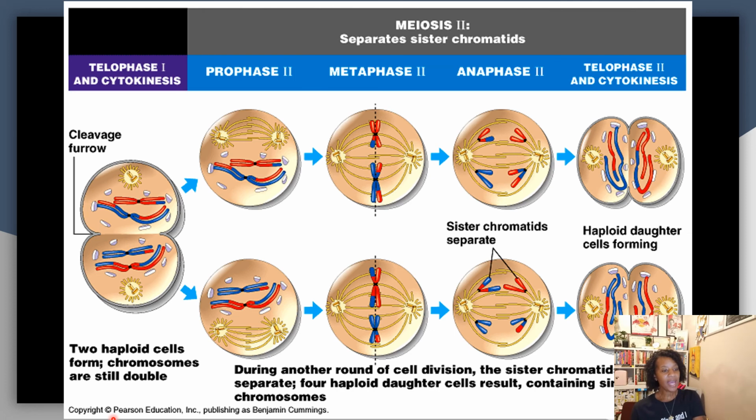Did you see that in meiosis 1 we began with 1 cell and ended with 2? In meiosis 2 we began with 2 cells and end with 4.